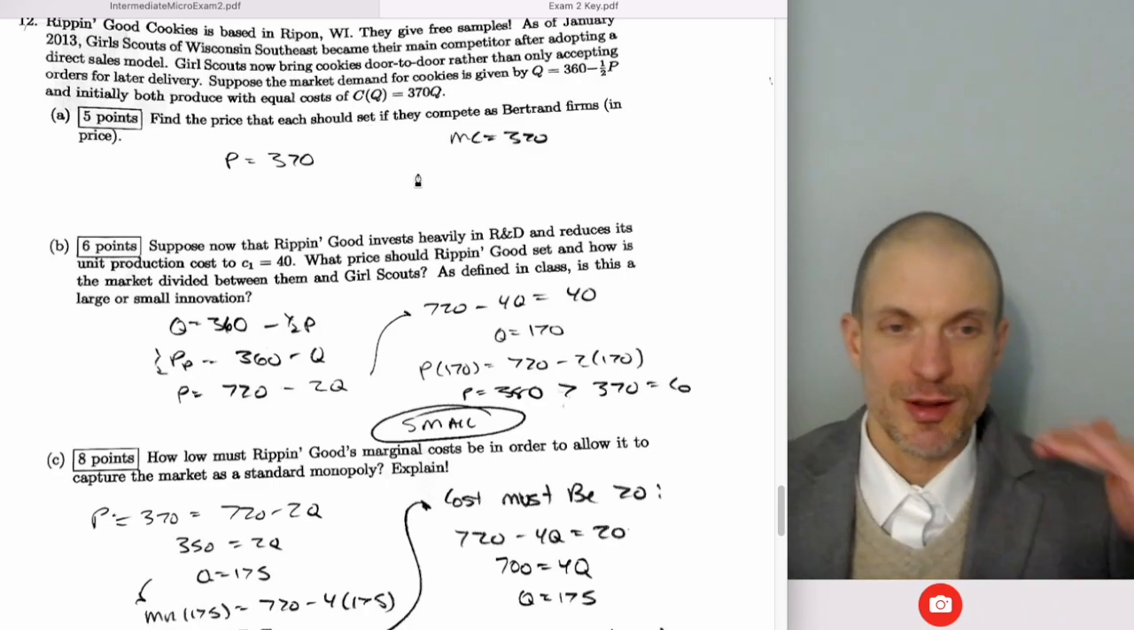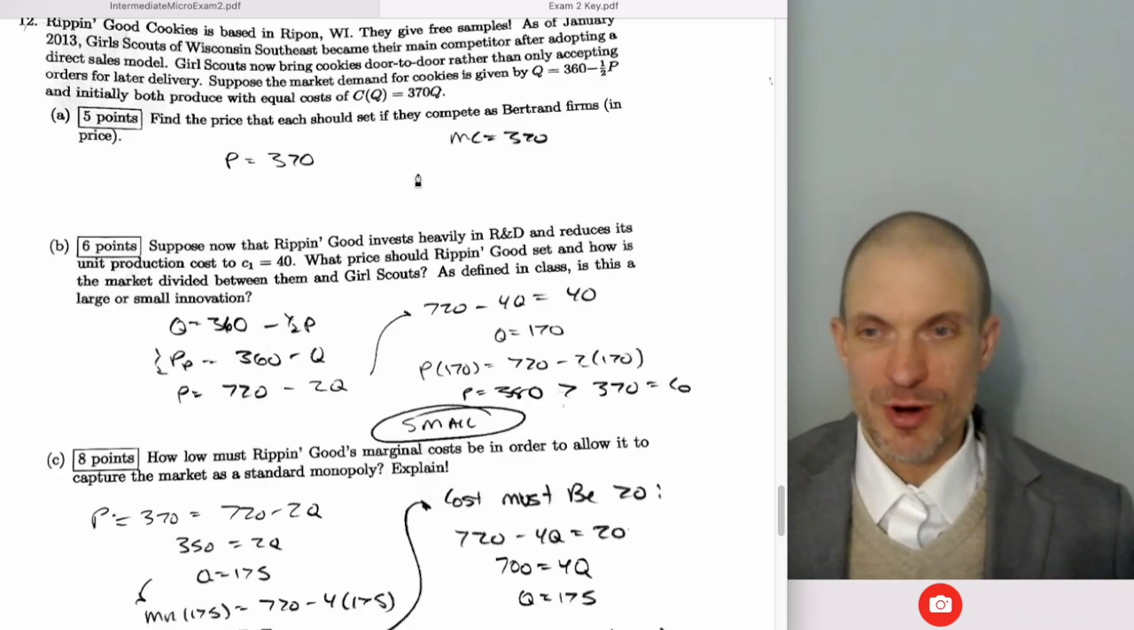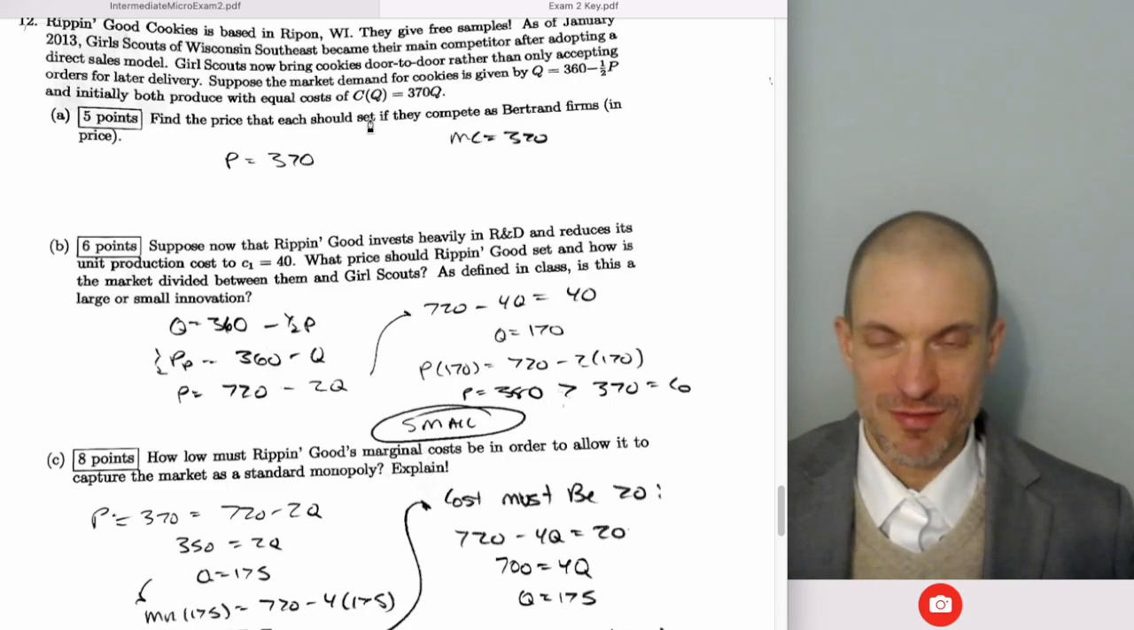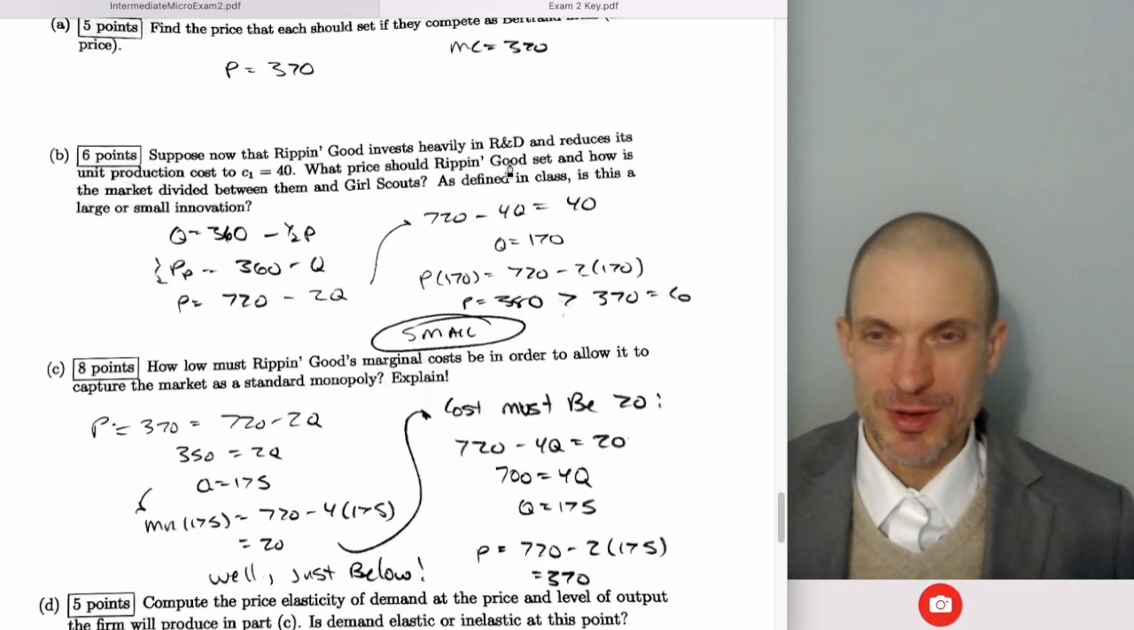So in Bertrand, we're going to do price undercutting. So price goes down to marginal cost. The marginal cost is 370, so the price would be 370. Suppose now one company invests in R&D and reduces its unit production cost to 40. What price should they set, and how is the market divided between them?